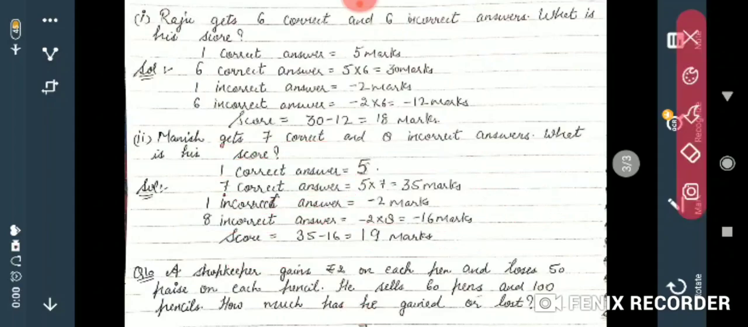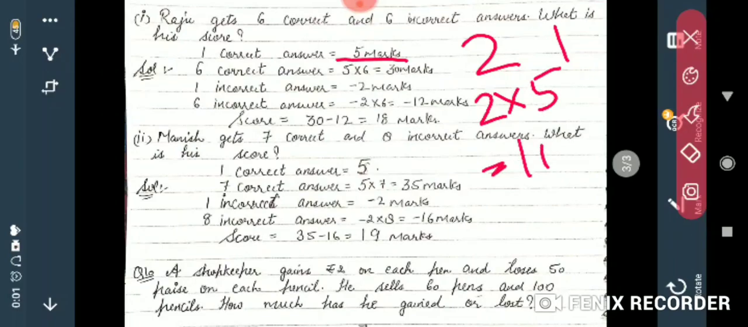For example, 2 questions are correct and 1 question is wrong. ठीक है, 3 questions you have attempted. So for 2 questions, 1 correct answer is 5 marks. So how much it will be? 10. Okay. Then for incorrect, how much it will be? Minus 2. So how much you have scored?